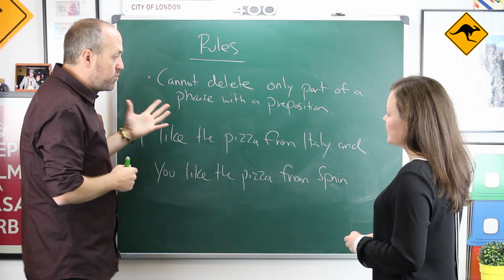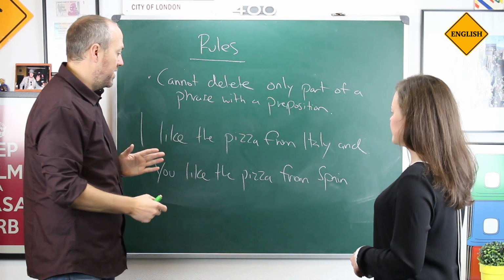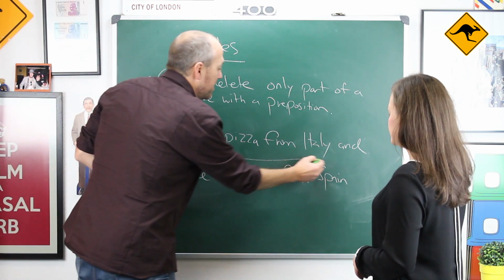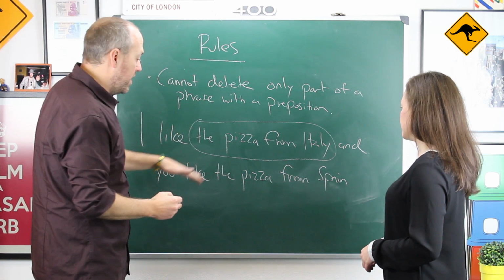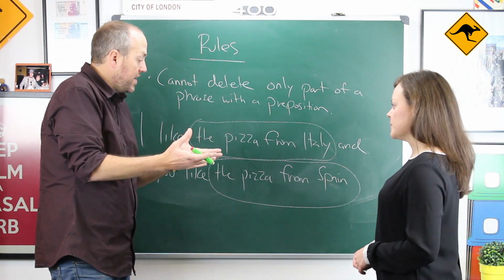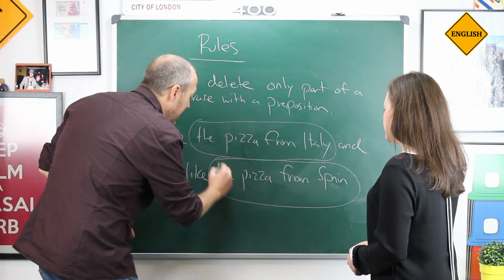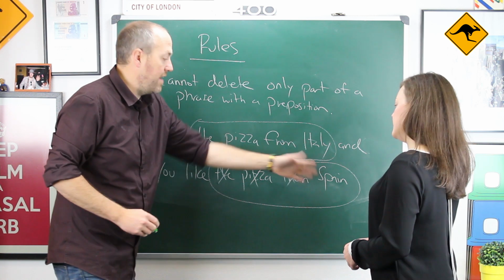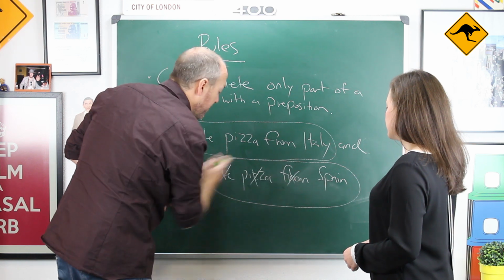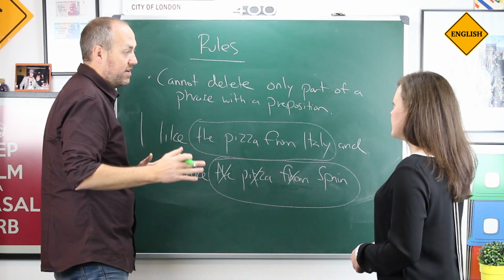The third rule is that you cannot delete only part of a phrase with a preposition. So here we have the subject and the verb, and then we have this phrase, "the pizza from Italy." And in the second one, we have "the pizza from Spain." Now maybe you think that this is identical, and this is identical, and this is identical, so we can delete this and this and this and have "Spain." But no, it's not possible, okay? If we have a phrase with a preposition, we cannot delete part. We delete all of it, all or nothing.